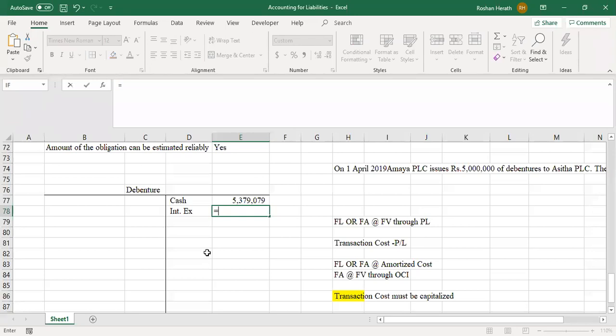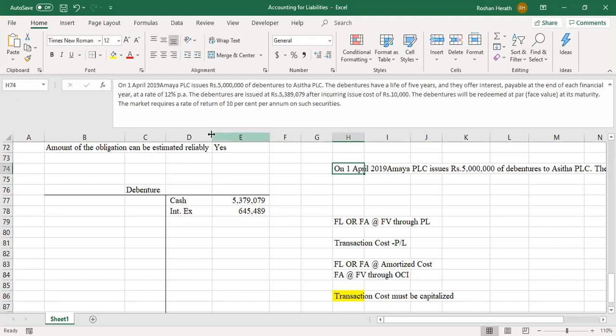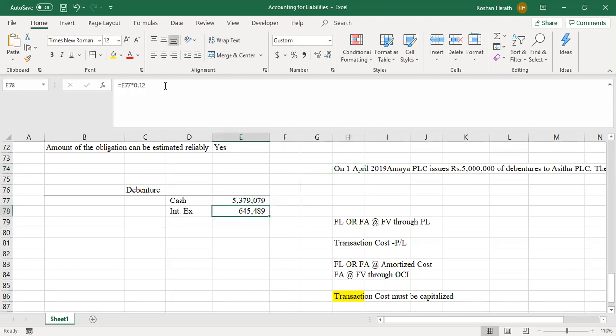So consequently, I can take it, it's amount outstanding 5,379,079 multiplied by effective interest rate. The question gives you it is to be 12% if I'm not mistaken. It says 10%. Sorry, it's 10%. So this is your interest expense. For the first year, this is the interest expense.